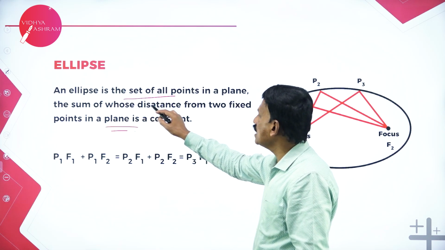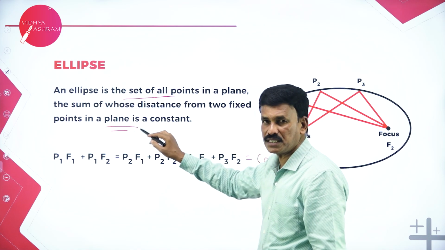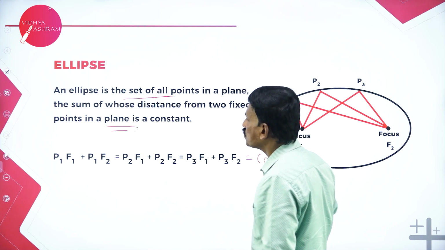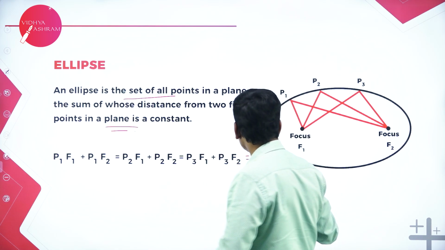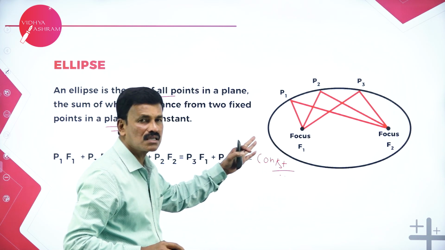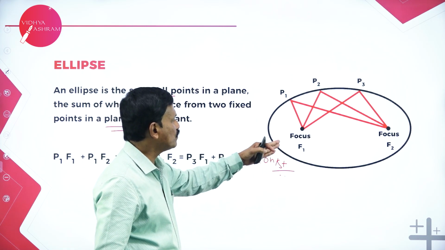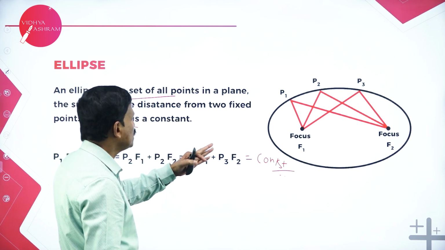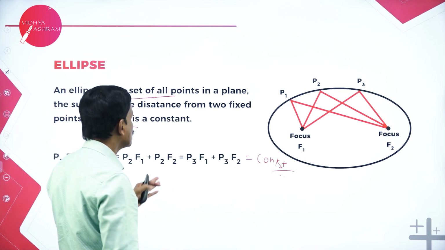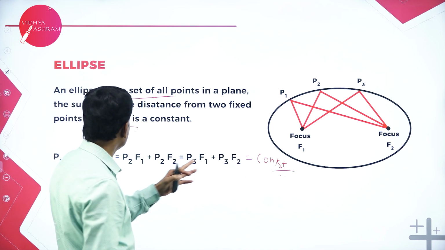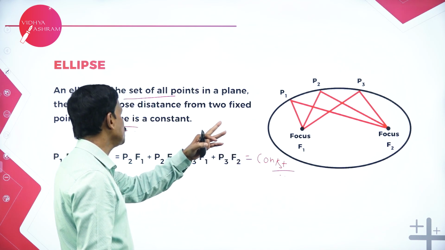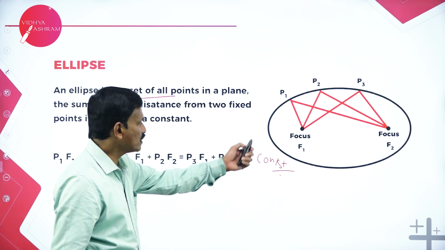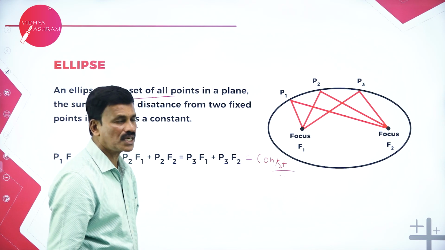So an ellipse is a set of all points in a plane such that the sum of whose distances from the two fixed points is a constant. The fixed points are called the foci. So the distances from P1 to F1 and P1 to F2 sum to a constant. That is, P1 F1 plus P1 F2 is equal to P2 F1 plus P2 F2, which is also equal to P3 F1 plus P3 F2, equal to a constant, and the fixed points are called the foci. Right.